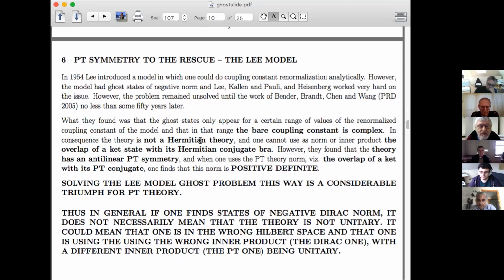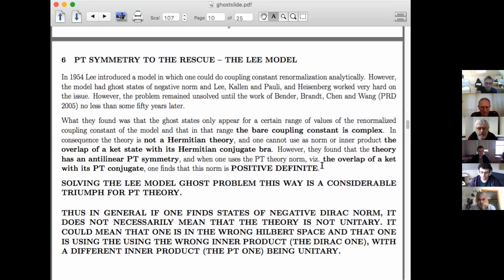And in that case, the theory is not a Hermitian theory. And if it's not a Hermitian theory, you cannot use as the inner product the overlap of a Ket state with its Hermitian conjugate bra. You can only do that in a Hermitian theory. However, they found that the theory had an antilinear PT symmetry. And when one uses the PT theory norm, namely the overlap of a Ket with its PT conjugate, one finds that the norm is positive definite.